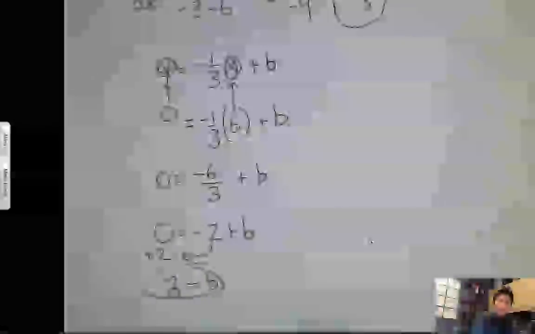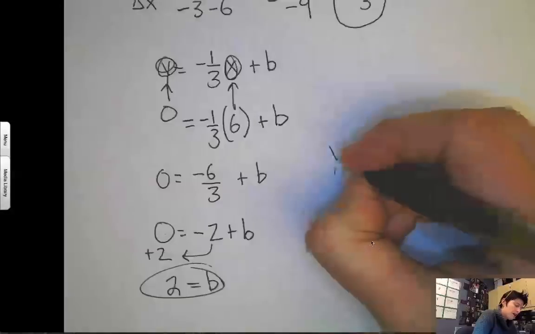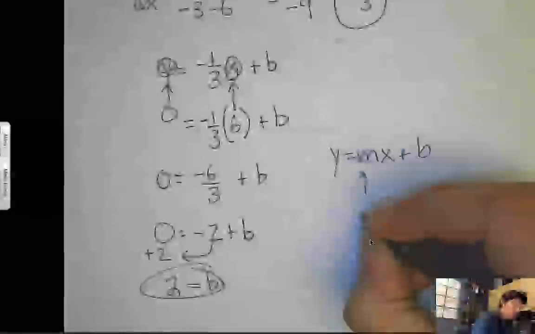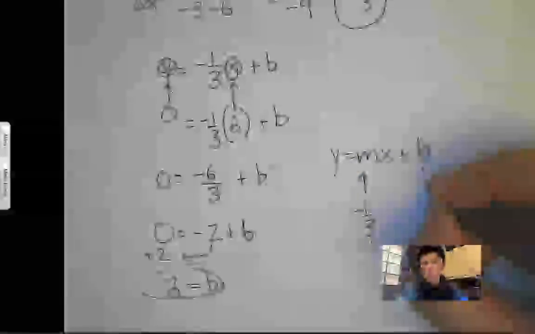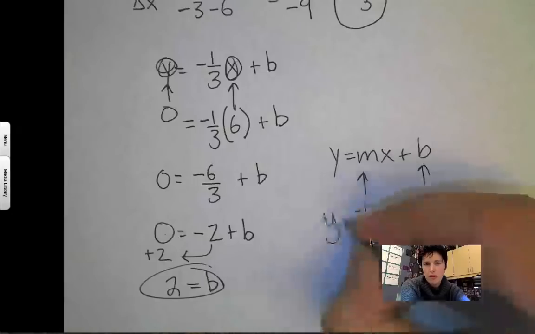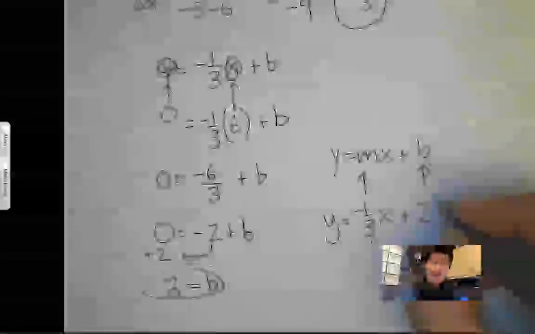So there's my y-intercept. Here's my slope up here. Let's write y equals mx plus b and be done. So your m was negative 1/3, and your b was 2. So we have y equals negative 1/3 x plus 2. And that is your equation of the line.